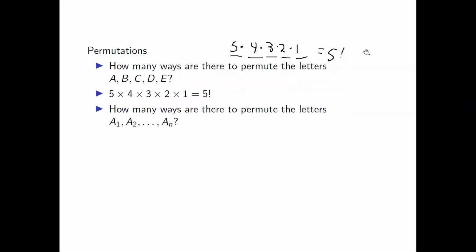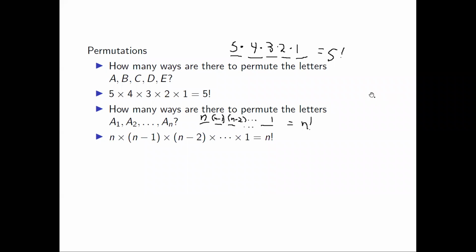Now, we can generalize this. How many ways are there to permute the letters A1, A2, up to A sub n? We can do the same idea with the blank slots for the letters. This time we have n blank slots. The first letter, there's n choices. Second letter, n minus 1 choices, because we can't use what we used for the first letter. Third letter, n minus 2. And it continues like that all the way down to 1. That gives us n factorial. So when we're permuting a set of distinct letters, finding the number of permutations is just calculating a factorial.